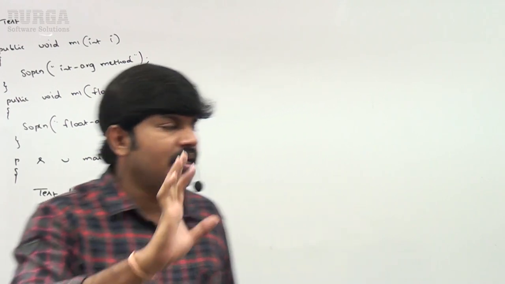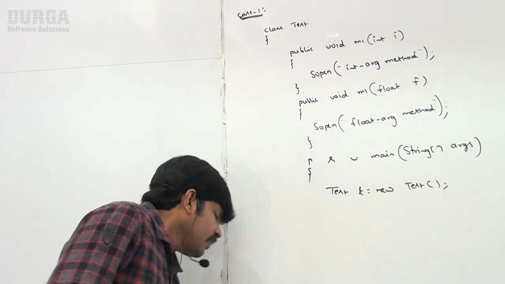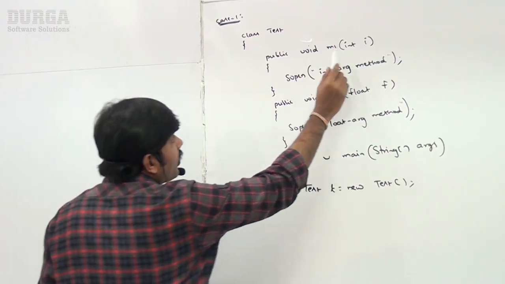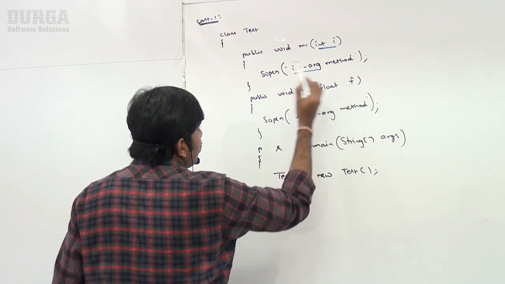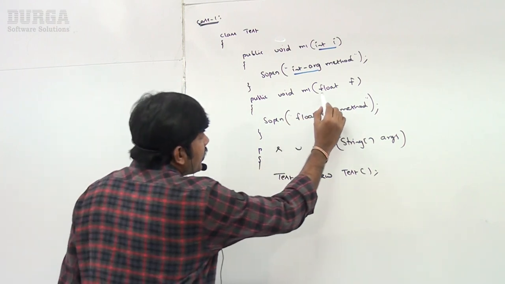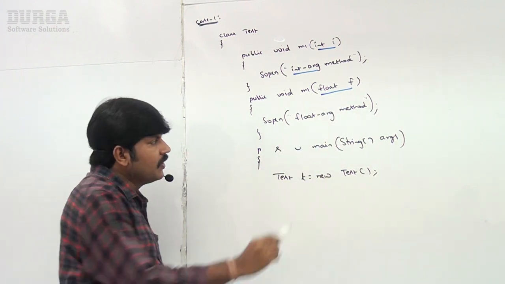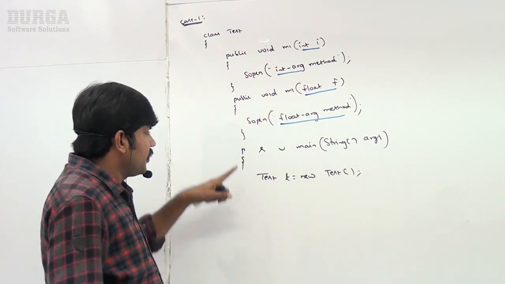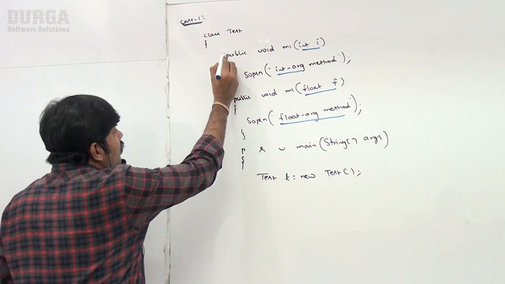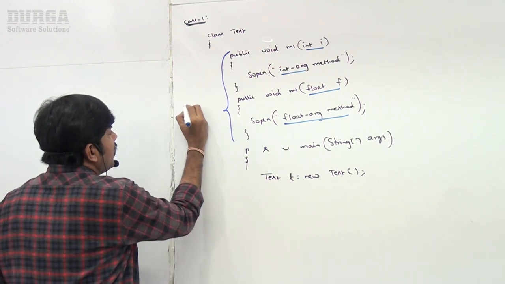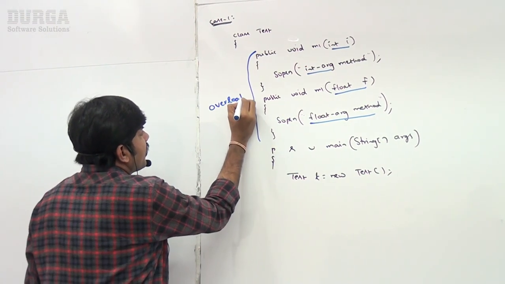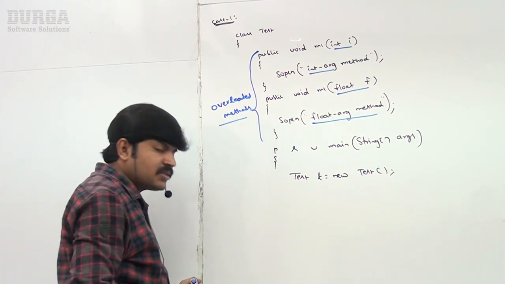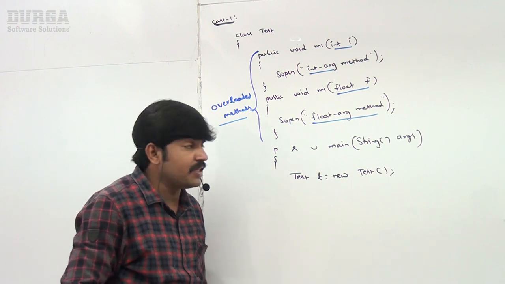The first case, observe carefully. Here I have class Test, public void m1(int i), the int arg method, and public void m1(float f), the float arg method. Now, can I say these two methods are overloaded or not? Yes, obviously these are overloaded methods.